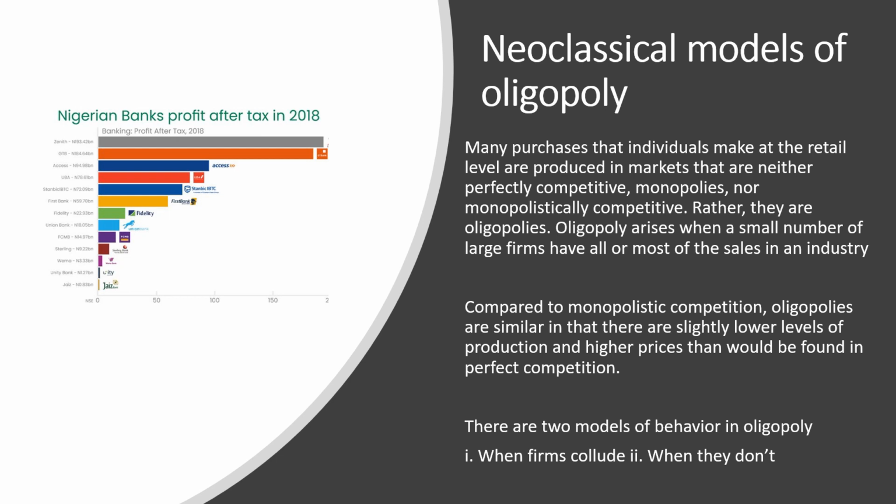When you compare it to monopolistic competition, oligopolies are similar in that there are slightly lower levels of production and higher prices than would be found in perfect competition. There are 2 types of behavior that you can see in oligopolistic markets, when firms collude and when they don't. So in this unit, we'll be looking at the different models, like the Stackelberg model and the Cournot model, which assume that the firms are not colluding. And then we'll also look at what happens when firms do collude. But first, some definitions.